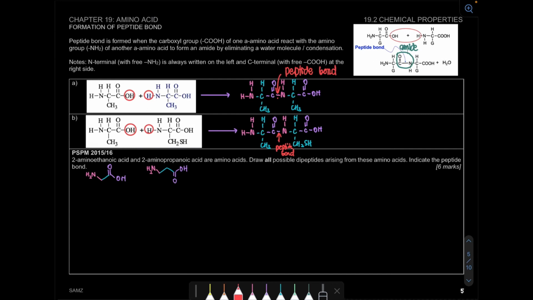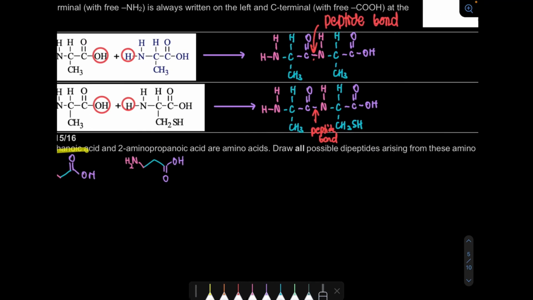So it says here 2-aminoethanoic acid and 2-aminopropanoic acid are amino acids. It says draw all possible dipeptides arising from these amino acids and indicate the peptide bond. That's why we really have to draw our peptide bond. Okay, so here I have drawn my 2-aminoethanoic acid. Okay, so how to draw it?